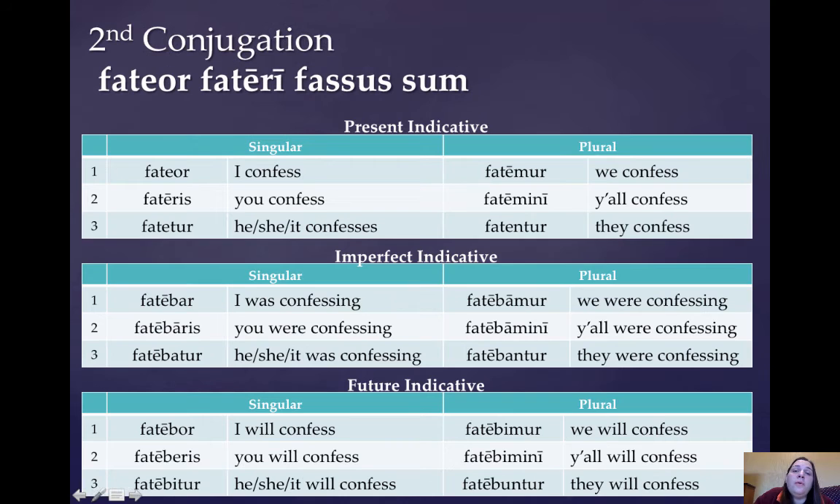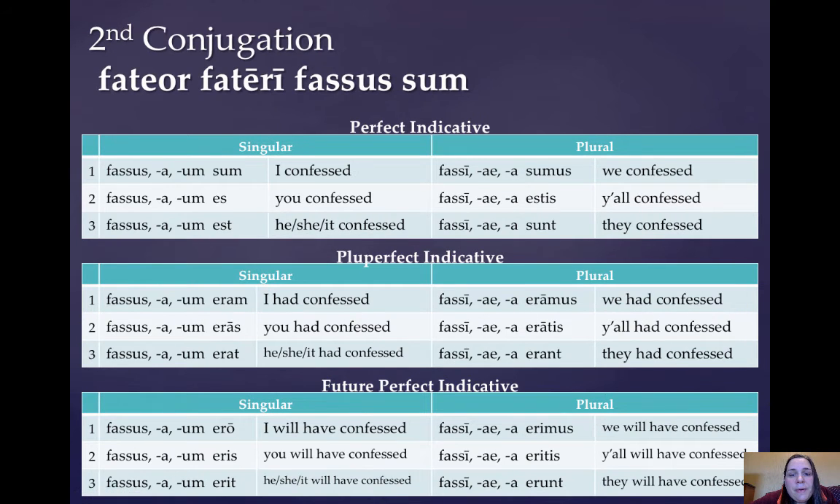Okay, so I go through this now for all the different conjugations. Patior, fatērī with that macron over the E in the second principal part is a second conjugation deponent, and here are the present indicative, imperfect, and future. I have the perfect, pluperfect, and future perfect. And again, you guys should be pausing the video to write down these forms.